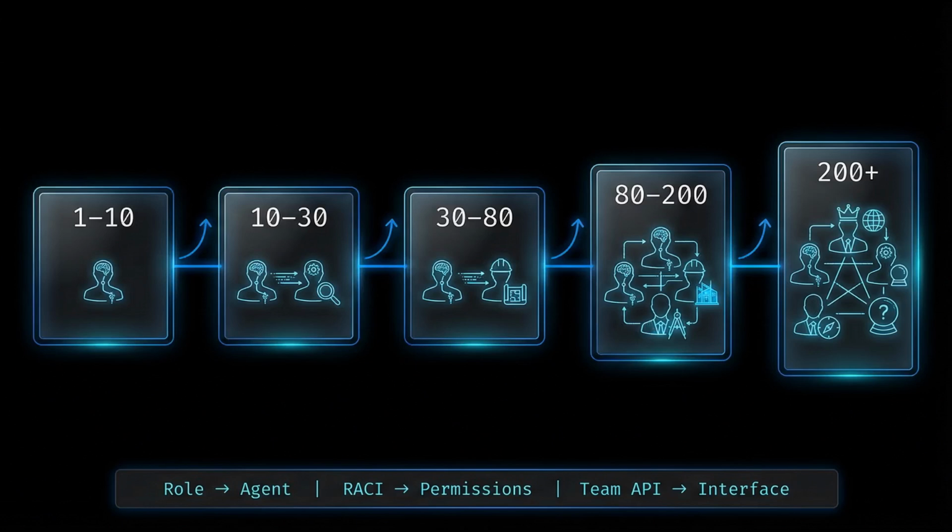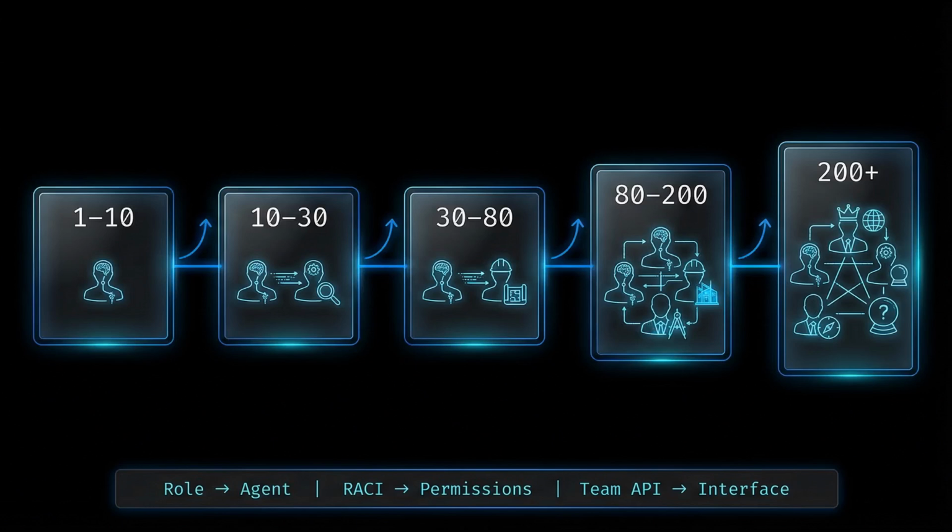Third, Team API is the team's contract. Without it, the organization drowns in communication noise. Fourth, communication evolves from synchronous at 10 people to asynchronous at 200. Ignoring that threshold means calendars full of meetings and zero deep work. Fifth, this people map is a direct blueprint for designing AI agents. Role equals agent, RACI equals permissions, Team API equals agent interface.